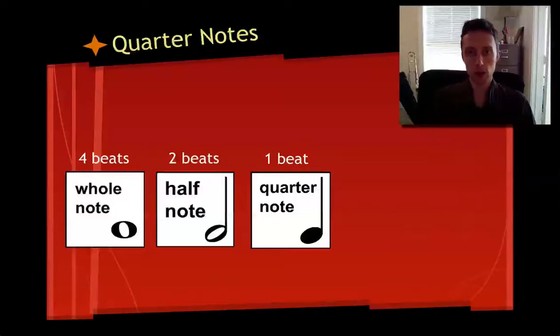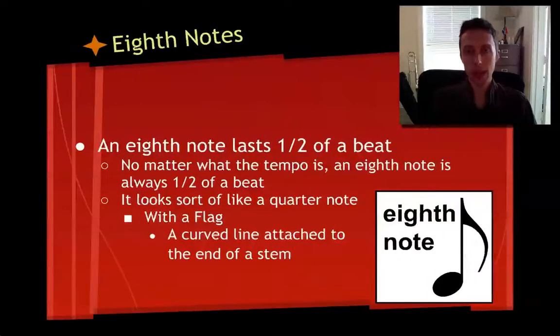And you can probably guess what the next one is. An eighth note. An eighth note is worth half of a beat. It's always worth half of a beat. Notice that it looks almost identical to a quarter note. The only difference is that an eighth note has a flag. It's that little curvy line attached to the end of the stem, and that indicates that it's worth half a beat instead of a whole beat. So that means that it's an eighth note, not a quarter note. So flag is a good word to know.